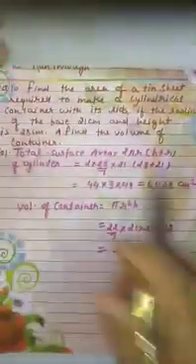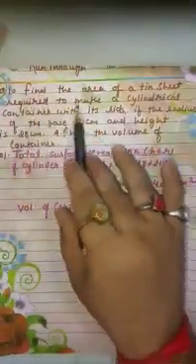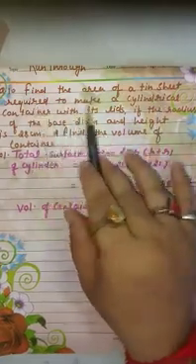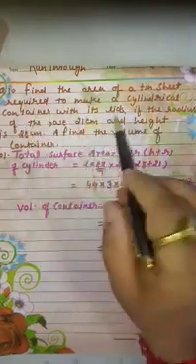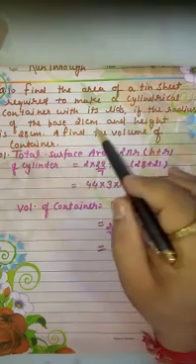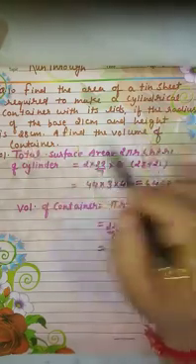Class, come to the run through question number 10. Find the area of a tin sheet required to make the cylindrical container with its lids. If the radius of the base is this, height is this, find the volume of the container.